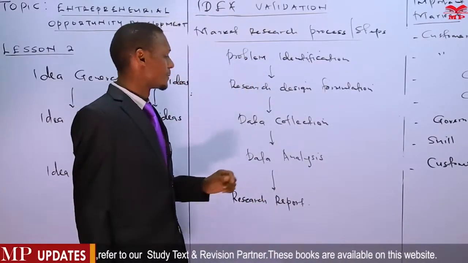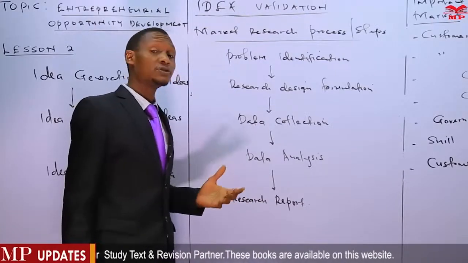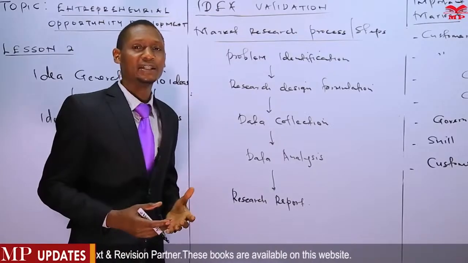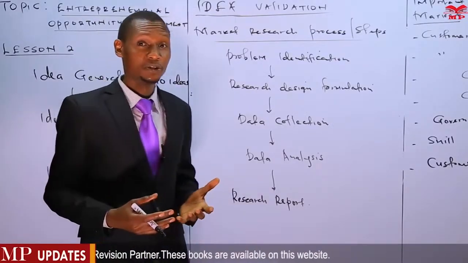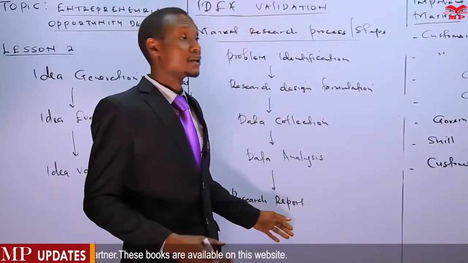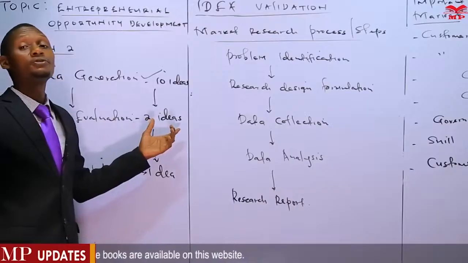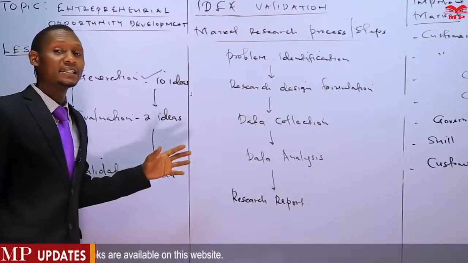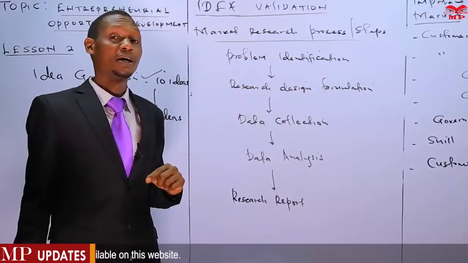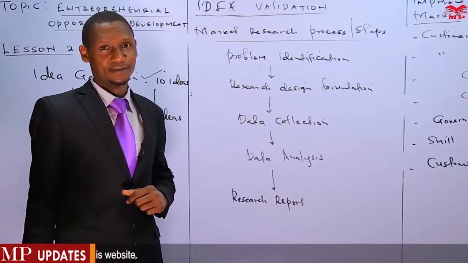And finally, those findings and the entrepreneur's conclusions will now be compiled into a market research report. And on the basis of that report, the entrepreneur will be in a position to determine, of the two ideas, which is the best for implementation. And the entrepreneur will have an idea to proceed and implement.